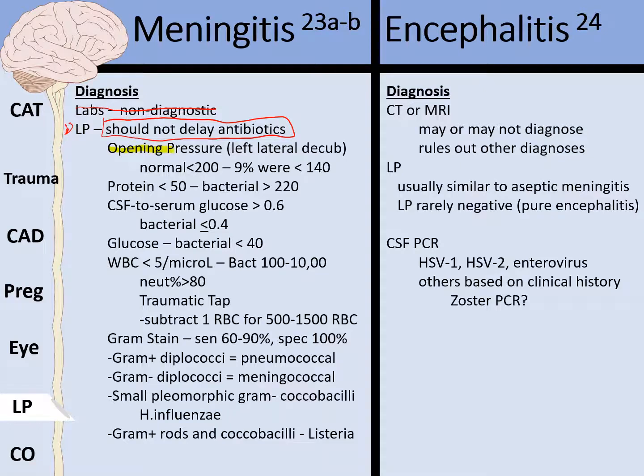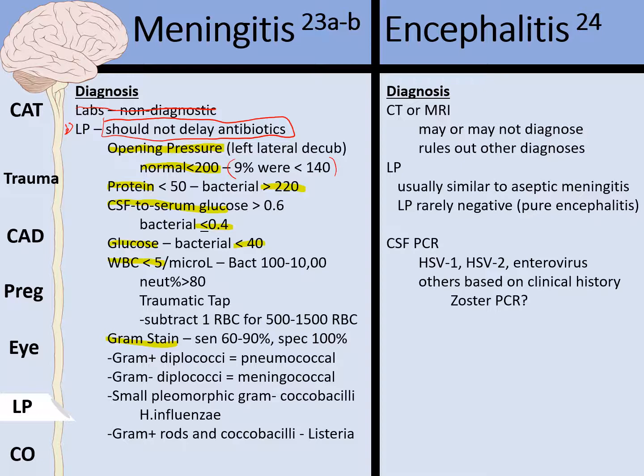Diagnostic levels for meningitis are an opening pressure done in left lateral decubitus position of over 200, protein over 220, CSF to serum glucose under 0.4, glucose under 40, WBC over 5, and positive Gram stain. However, realize that none of these are perfect, as 9% of meningitis patients had a pressure under 140.